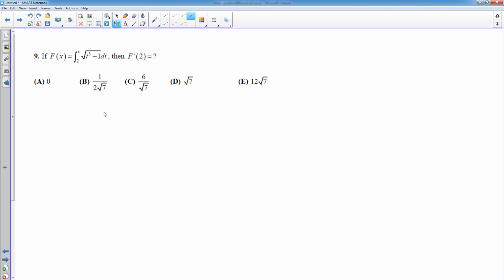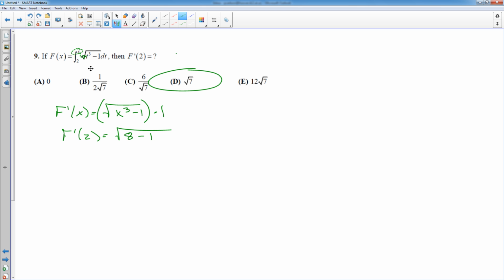Let's see. This one's nice. Love these problems. Anytime you have an integral defined function, you find the derivative by plugging the x in for the t. So f prime of x is going to be the square root of x cubed minus 1. Now get in the habit of always multiplying by the derivative of what you plugged in. I plugged in an x, the derivative of that is 1, and then f prime of 2 is going to be the square root of 2 cubed is 8 minus 1 is 7.